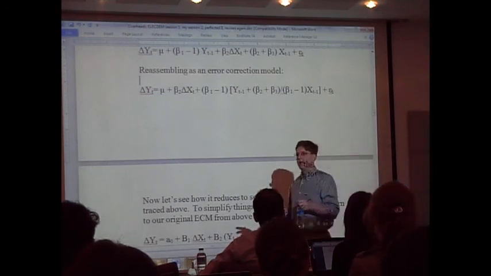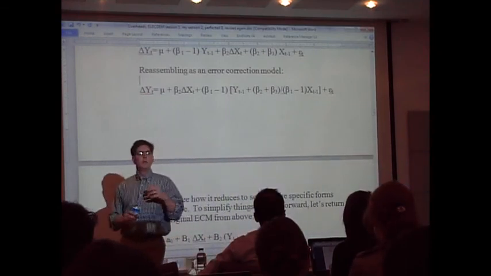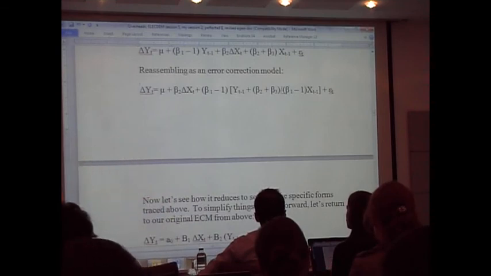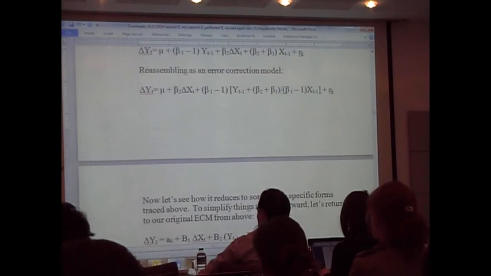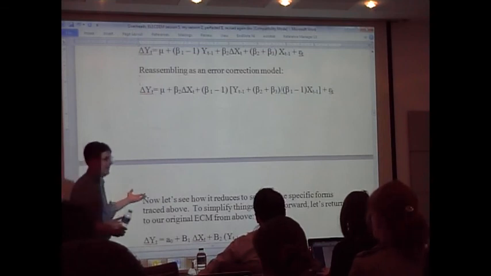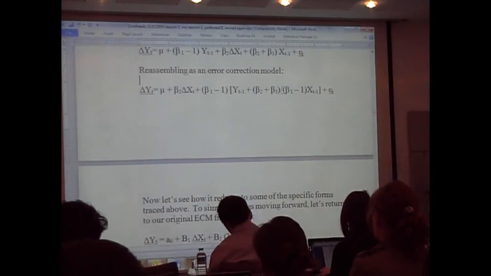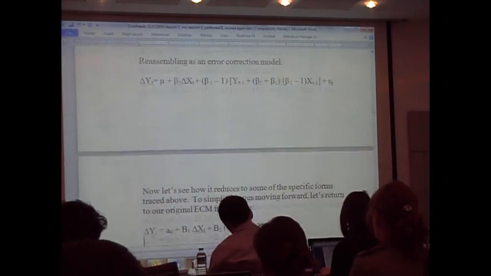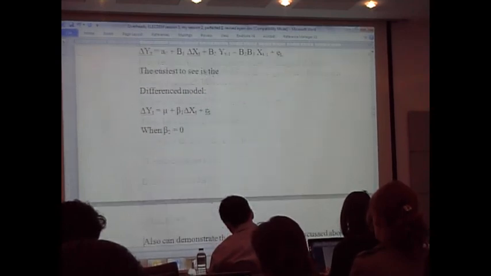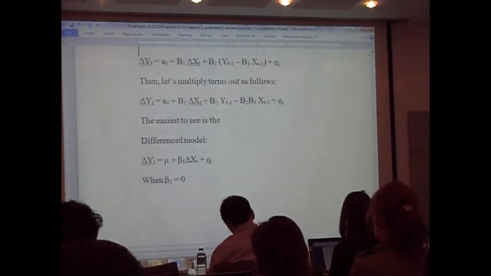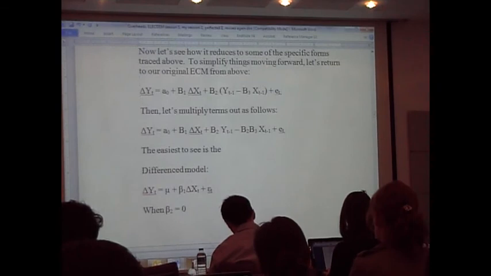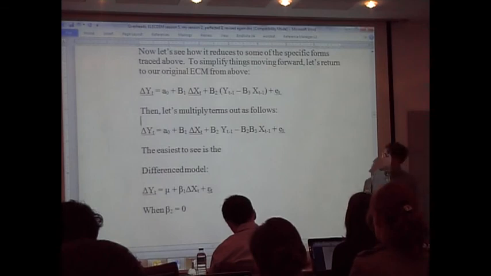So then why don't we always use the ECM? Because the ADL actually is a lot easier to work with. We just showed how easy it was to get those models. It's really hard, except for the case of the difference model. It's much harder for me to show you that in the case of the ECM. Mark has suggested that I drop as much of these as possible, which is pretty much everything except the difference model.